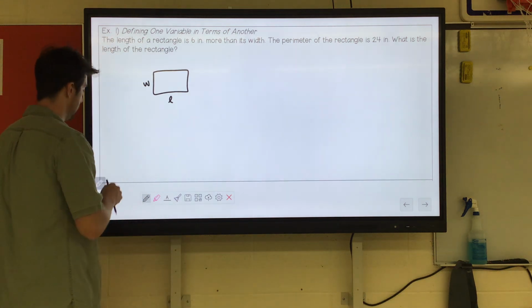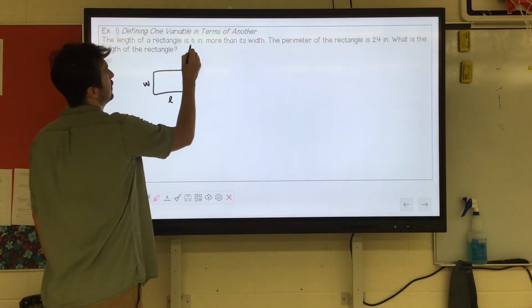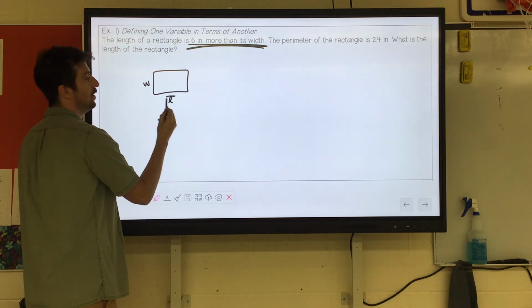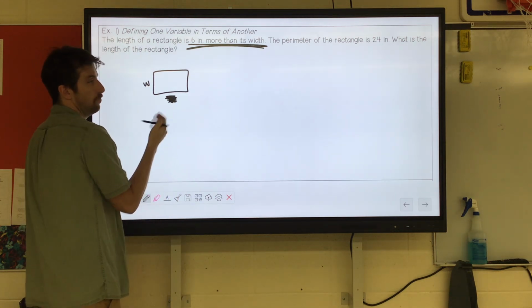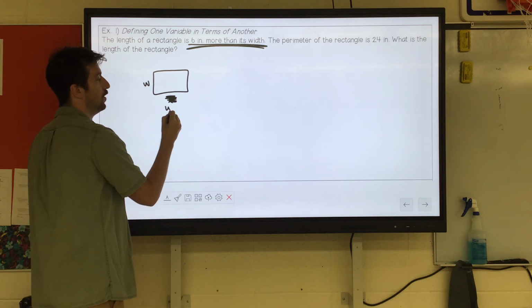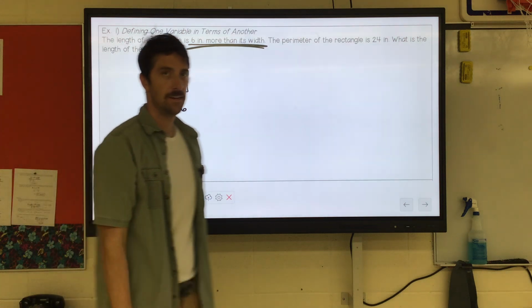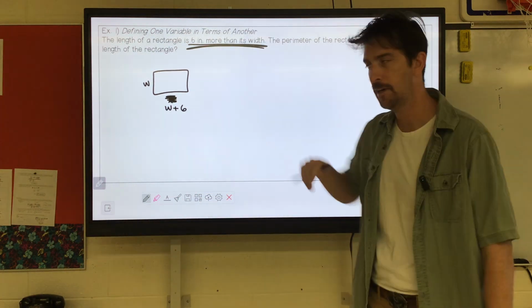So if it says that the length is 6 inches more than its width, we could change out this length and say, well, it's 6 more than the width. So like the width plus 6. Whoa, okay. Now we got all widths, baby.